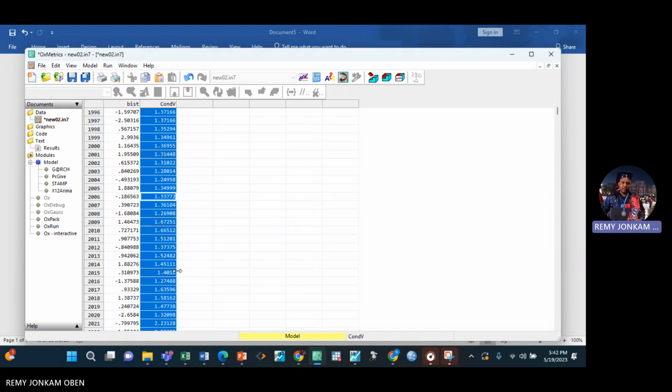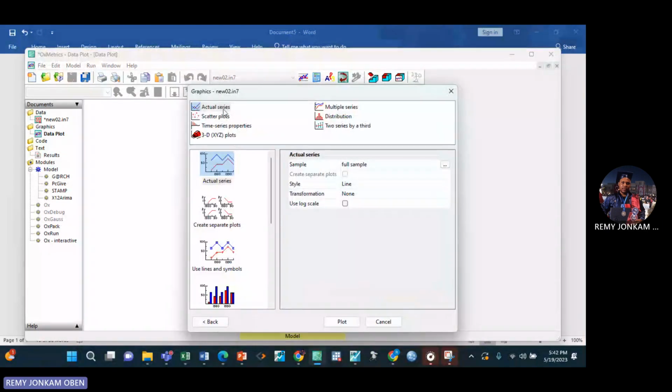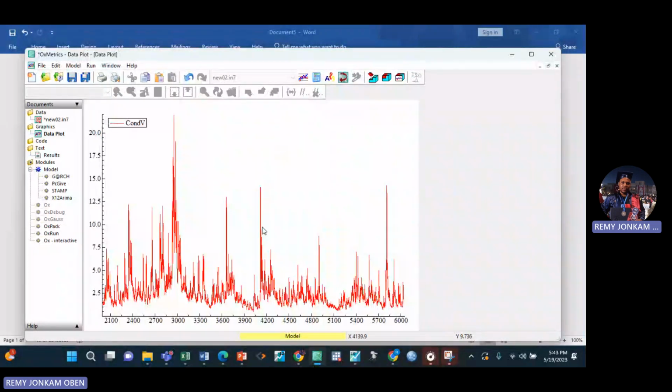You can also check the graph. How can we check the graph? Here you see Graphics. You see here we have the return series we initially brought in, and then we have the conditional variance, which is actually the volatility we have generated. So click on it and then come to All plot types. You see here Actual series. You can use actual series. So you see I can now delete this. So this is the graph of the volatility. So this graph is showing us volatility in that stock market.